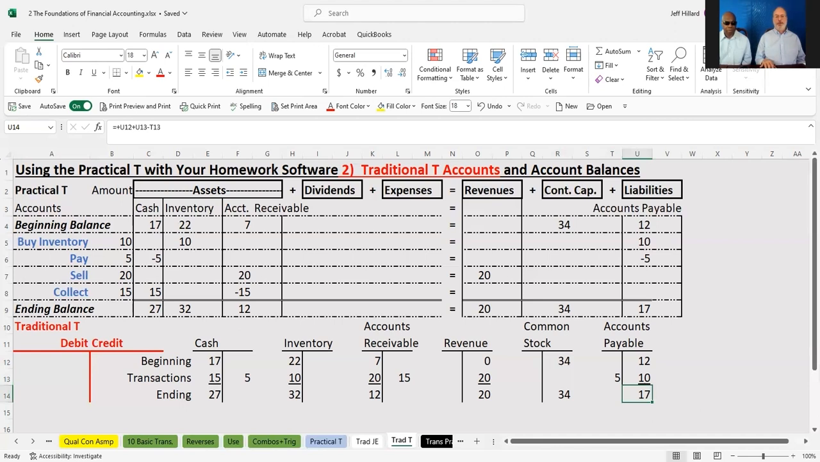Ending balance is 17. So we're probably, like I said, a little ahead of you, but this is going to become very useful. And if you are working the practical T, this is how you convert it to enter it into that sometimes confusing accounting homework software.